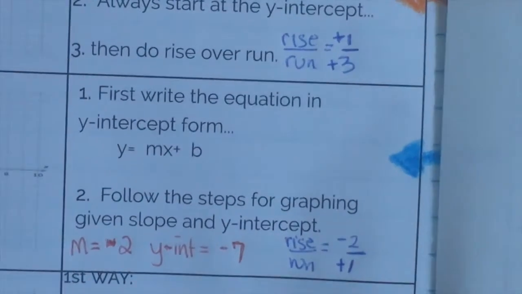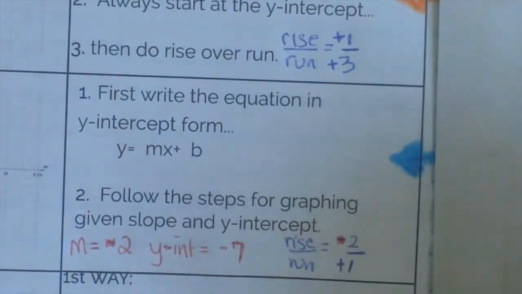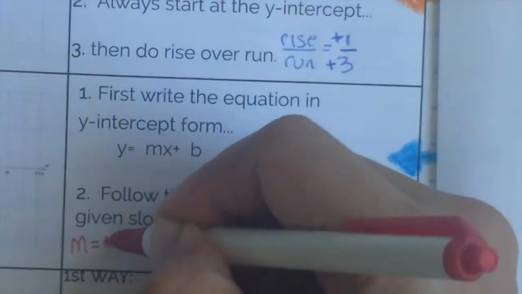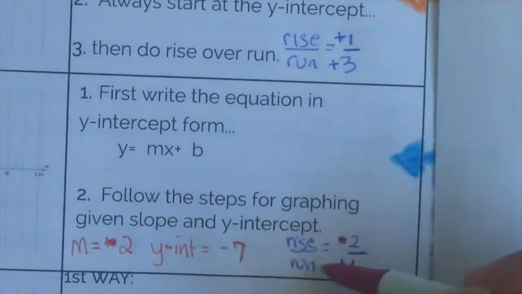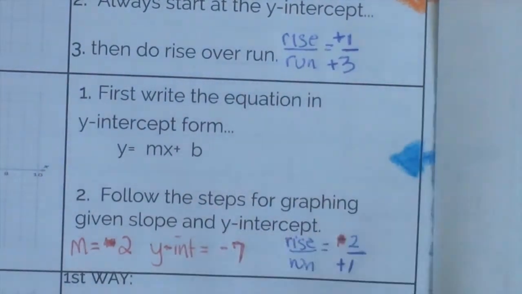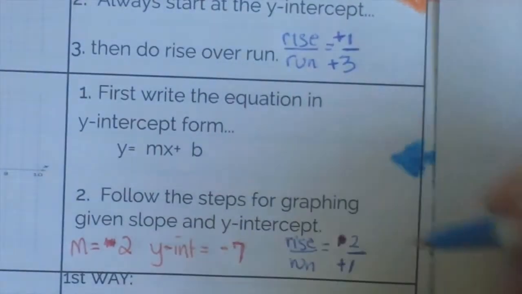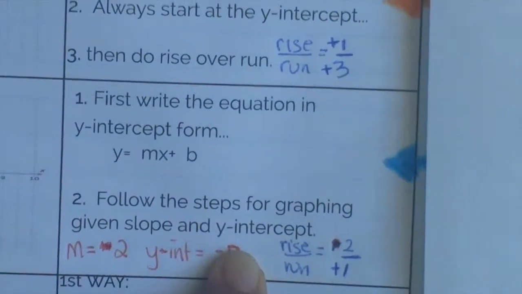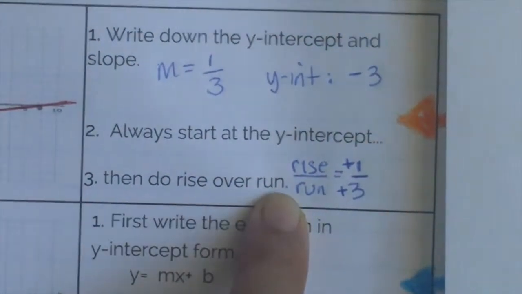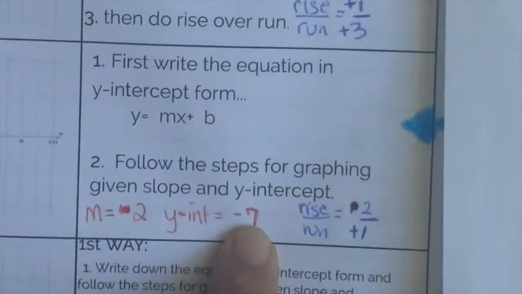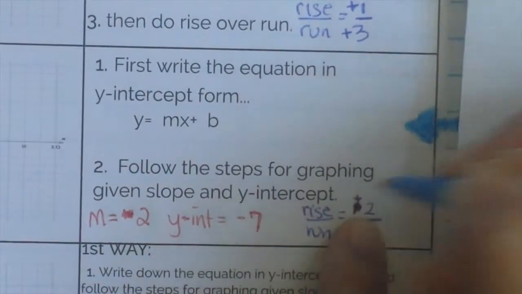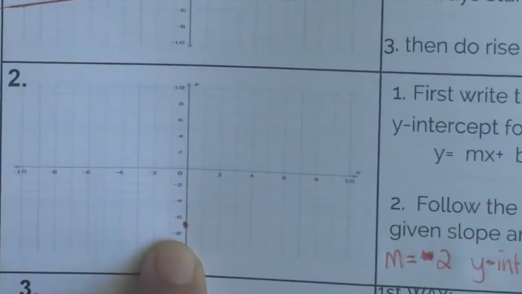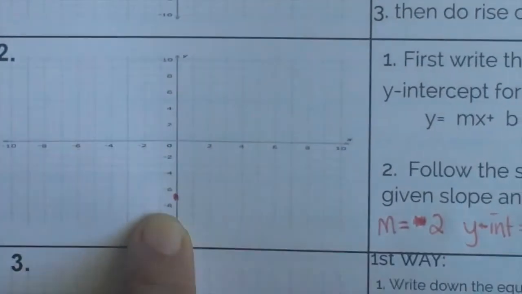M is 2, y-intercept is -7, so you do rise over run. You're rising +2 because it's positive, and because there's nothing underneath that, you can put an invisible 1, because 2 divided by 1 is 2. So we're going to rise +2 over +1. So we're going to go up 2 and to the right 1, starting from -7.